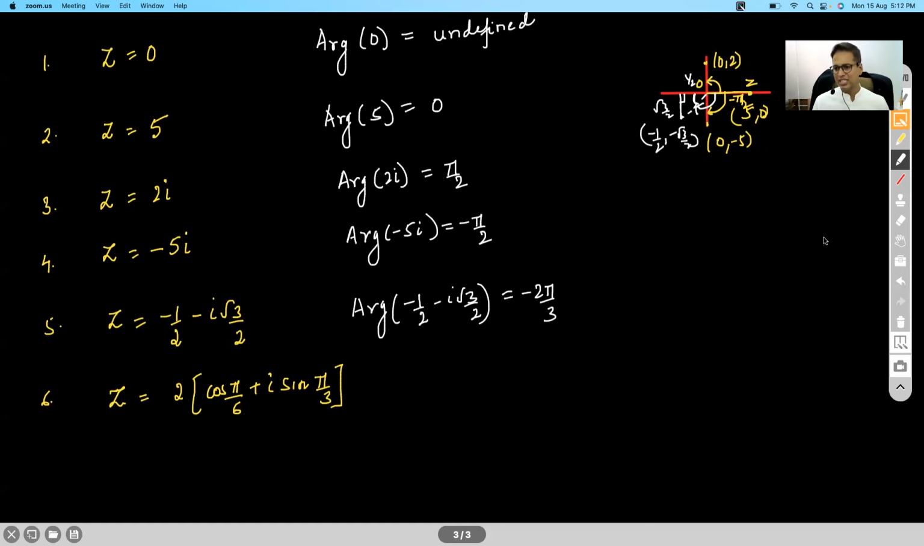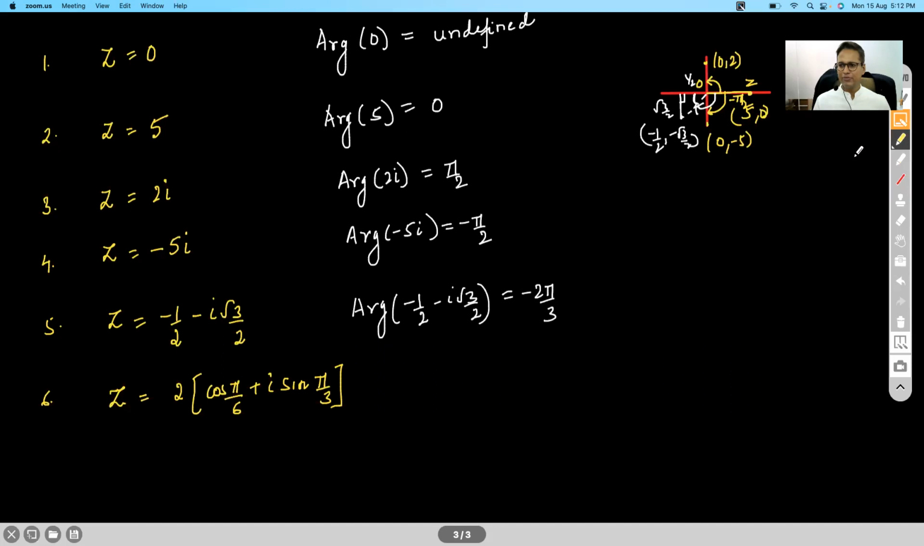Okay, so fifth answer is negative 2 pi by 3. Some of you have got this wrong. Can you please check why you went wrong? And please ask if you are not getting that point. Why it is negative 2 pi by 3? Is that clear? Okay, great.